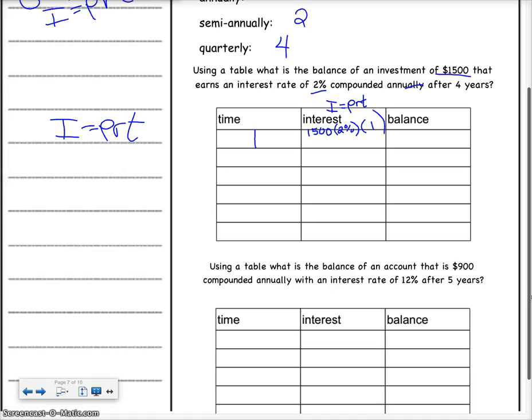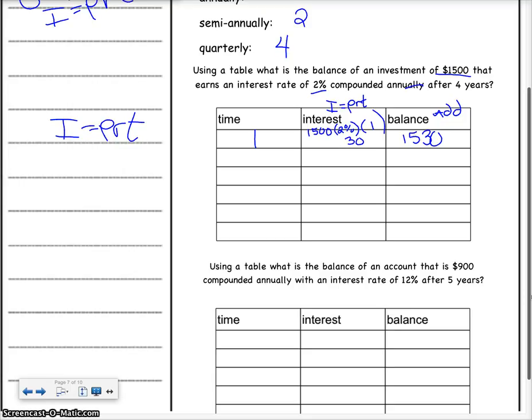So I'm going to go ahead and calculate that. 1,500 times 2% is 30 bucks. So my interest is 30. That's how much interest I earned. But now my balance is 1,530. That's when you add. What I'm doing with the balance is I'm adding my interest to how much I had.